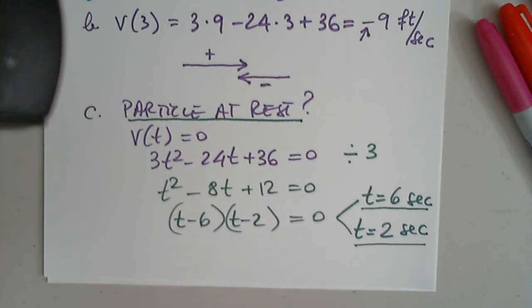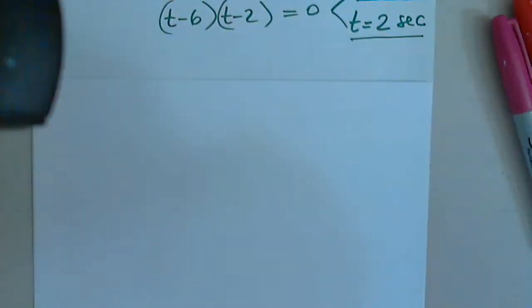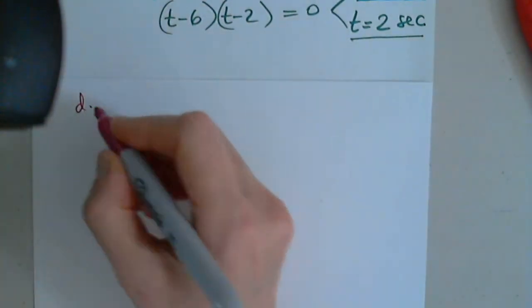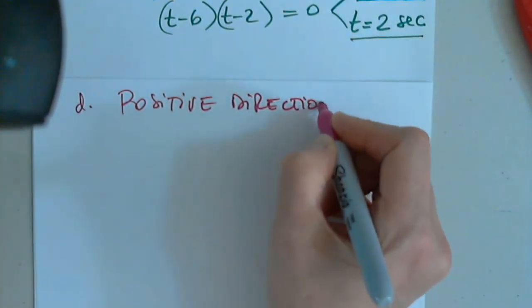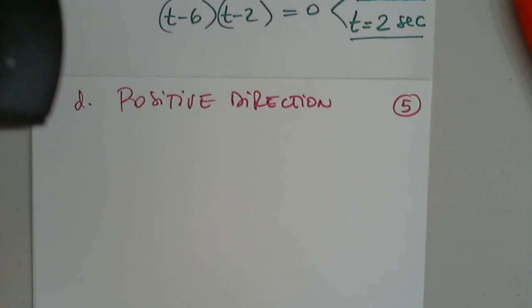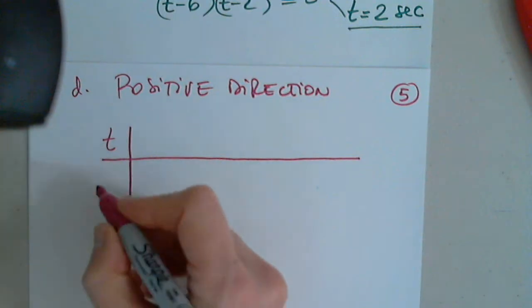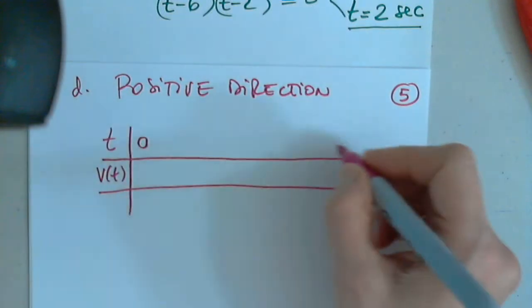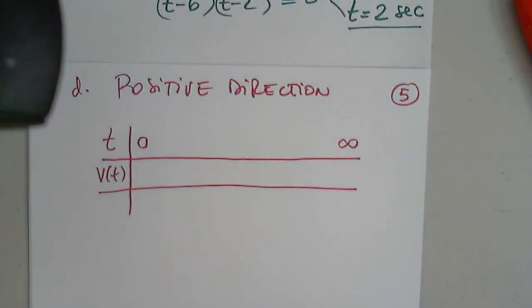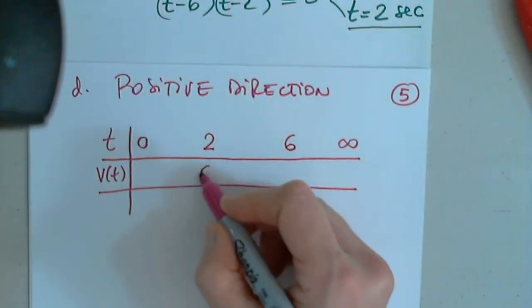Okay, perfect. When is the particle moving in the positive direction? That's our part D. Positive direction. Here is t. Here is v of t, or the derivative. Time is 0 to infinity, not really, but you know what I mean. We know that the velocity is 0 at 2 seconds and 6 seconds.